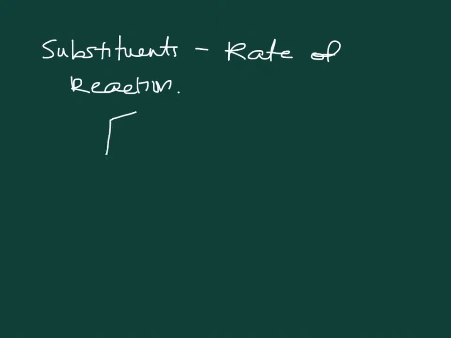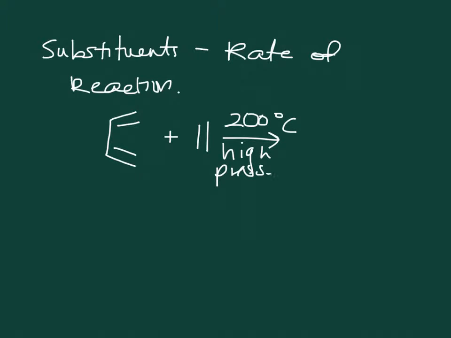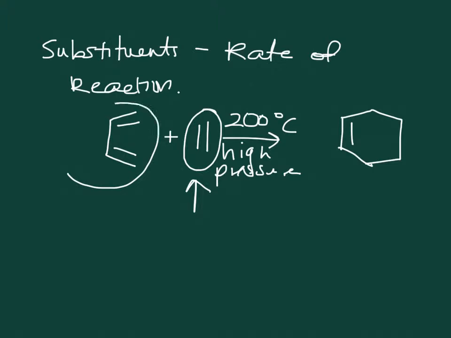Okay, so in our classic Diels-Alder, we have our diene plus our alkene. We need temperatures of 200 degrees Celsius and high pressure to get this reaction to form cyclohexene. So what we're going to do is first look at the dienophile to see what we can do to accelerate that rate of reaction. And then we'll look at what we can do to the diene to accelerate the rate of reaction.